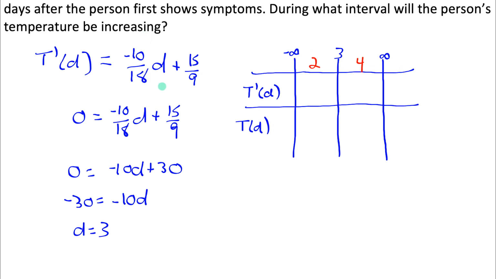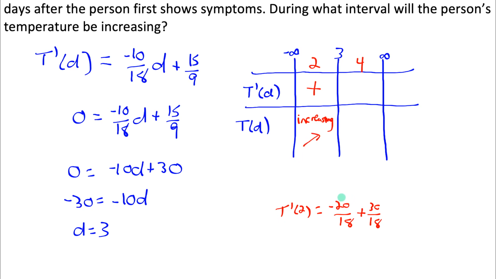What's the value of the derivative when x is 2? Well, here's the derivative. If I plugged 2 into this equation, I'll just do this off to the side. T prime at 2 would equal -20 over 18 plus 30 over 18. That's 10 over 18, that's positive, which tells me the original function is increasing. So the temperature must be increasing over that interval.